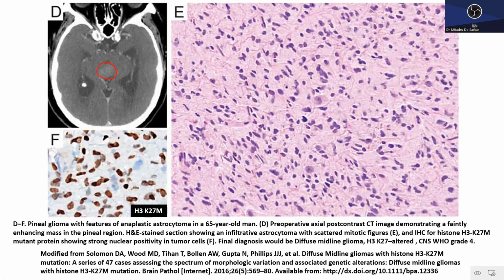In this particular case, you have a slightly enhancing tumor situated in the region of the pineal gland. This one has a low-grade morphology. As you can see, it looks like a grade 2 to 3 kind of appearance, grade 2 kind of morphology. And before giving it a diagnosis of a grade 2 astrocytoma, once you do a histone IHC for H3K27M, you see that there's a nuclear expression of H3K27M, and hence your diagnosis becomes diffuse midline glioma, H3K27 altered, CNS WHO grade 4.